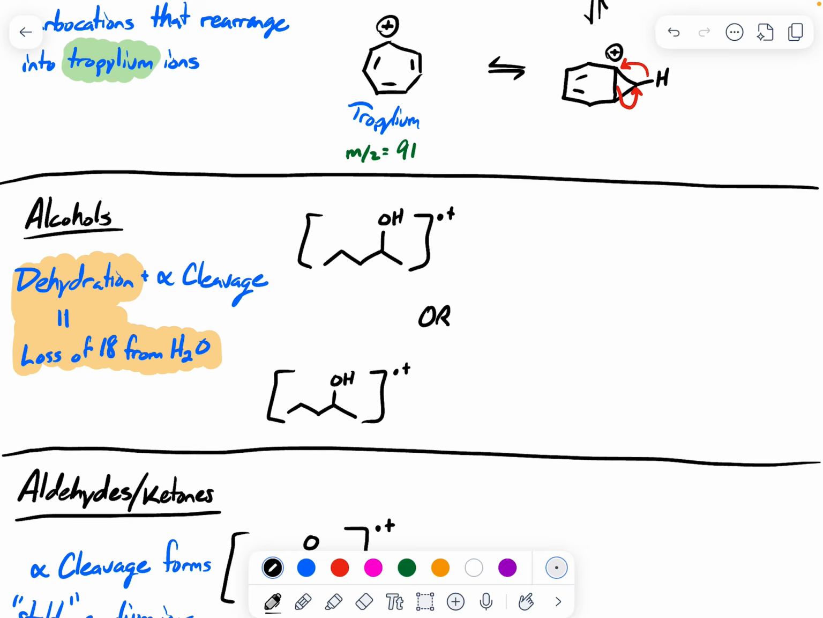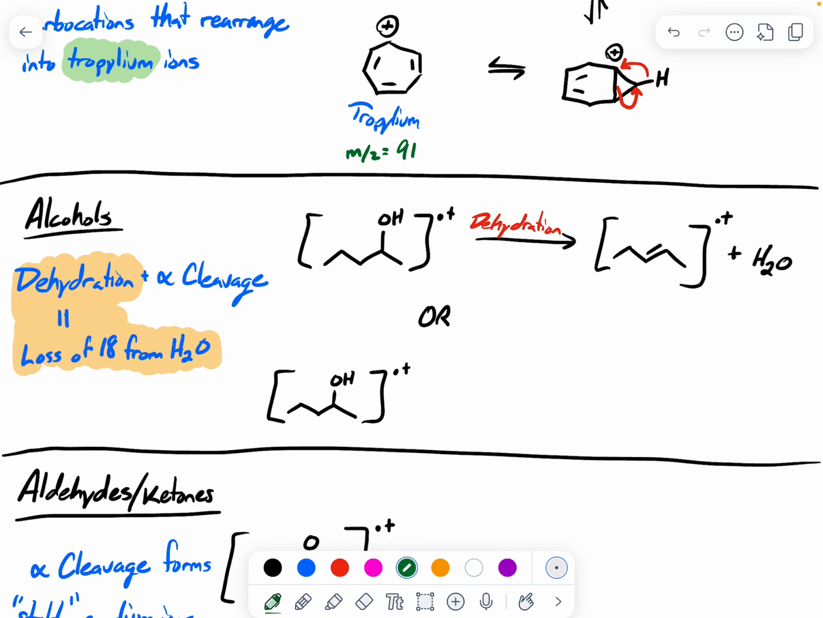We're not going to look at the entire mechanism of dehydration because, to be honest, it is a little difficult and not important for you in this course. But whenever dehydration occurs, we lose H2O. What that ends up looking like for us is that we end up with a radical cation species where the location the alcohol was, we end up forming an alkene right beside that.